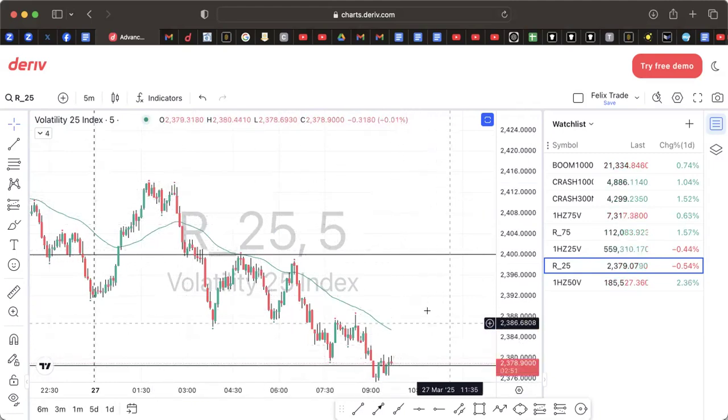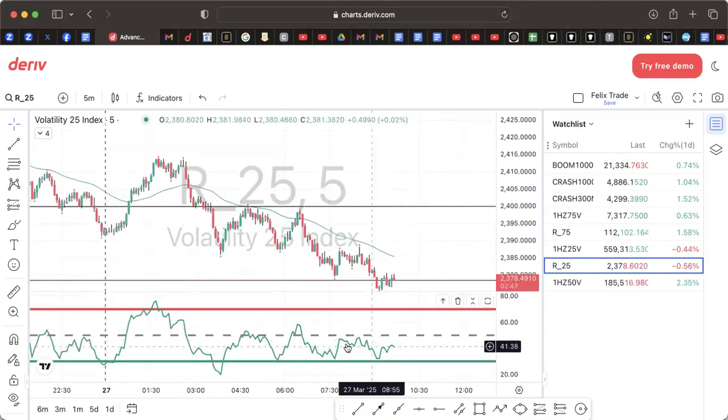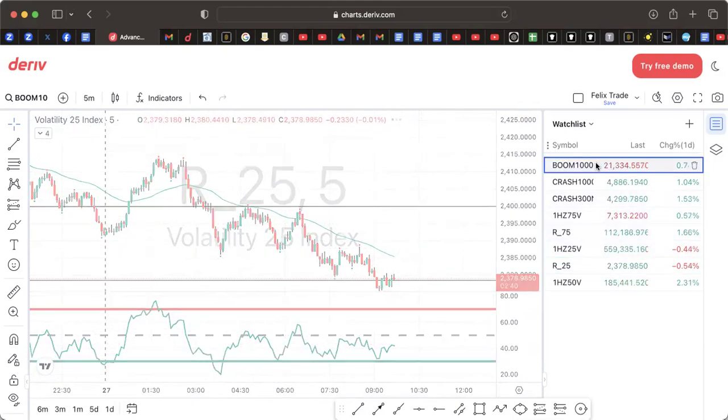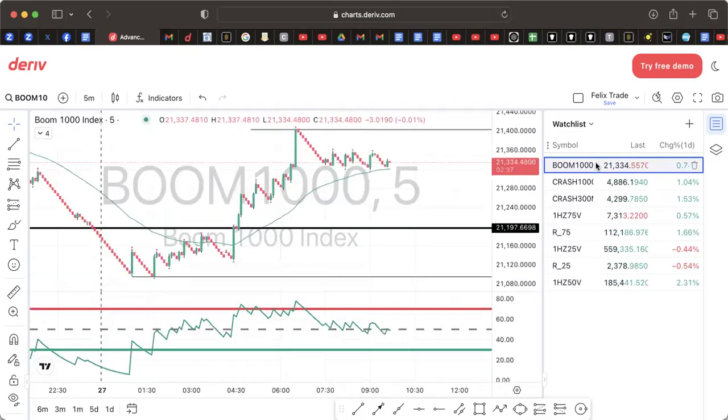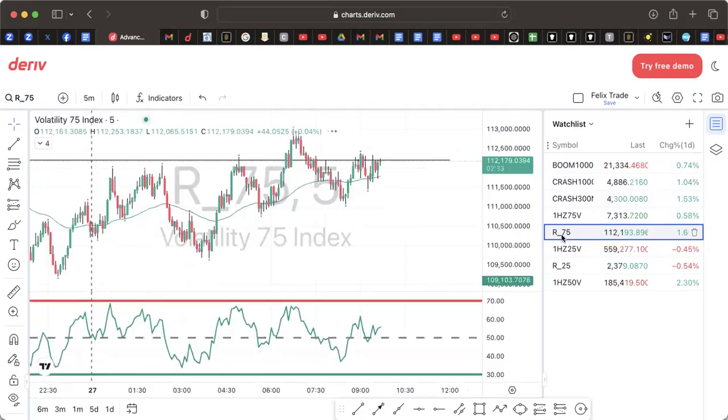But why don't I enter now? No, no signs. And then if you go to your RSI, there's no volume to back up your action. Yeah, so it makes sense. So that's one of the things about all of these spaces and all of that. So have another instrument, Volatility 75.